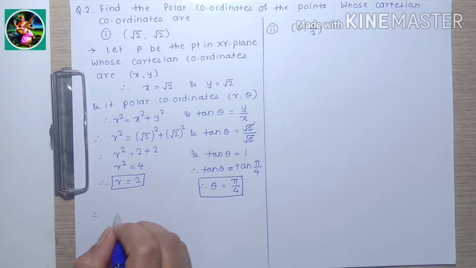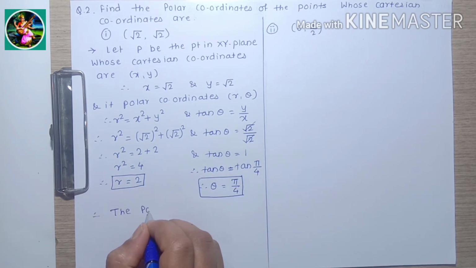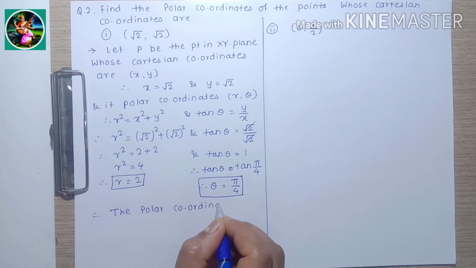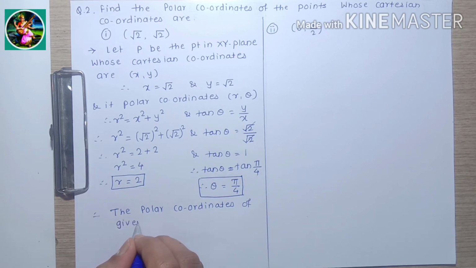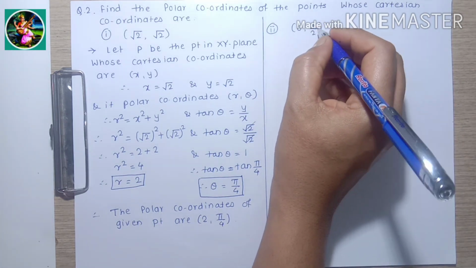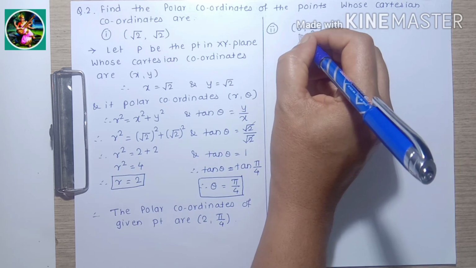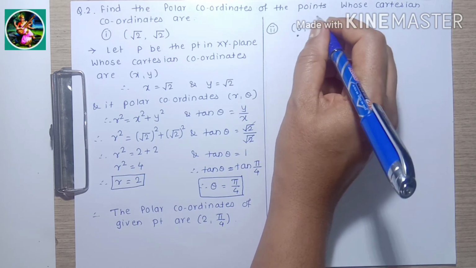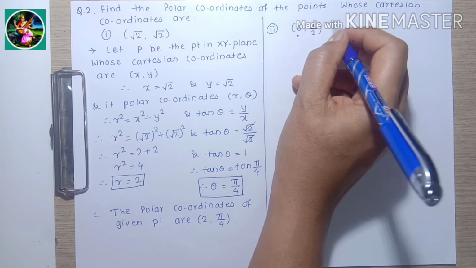Therefore the polar coordinates of the given point are r, theta equal to 2, pi by 4. Now we solve the next example, that is 0, 1/2. As the x coordinate of the point is 0, this point lies on the y-axis.